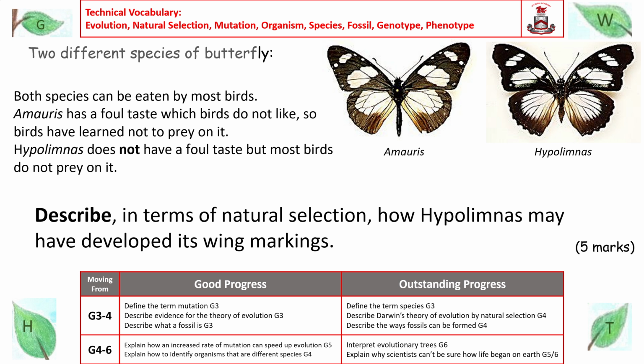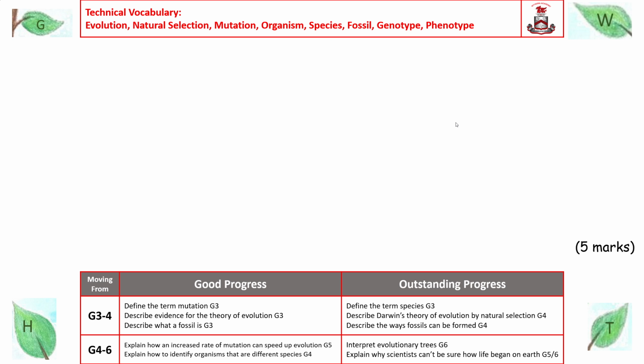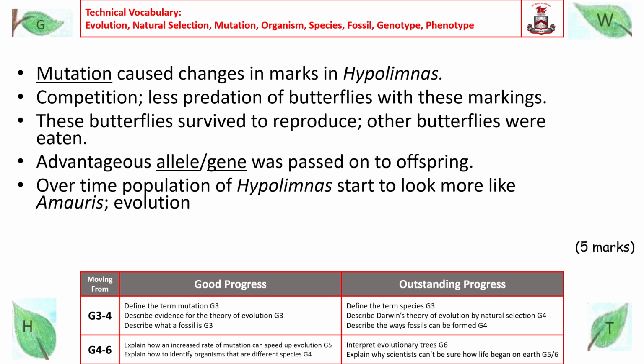So if all of his brothers and sisters get eaten because they look a little bit different, but this one here looks identical to a different species of butterfly, and the birds leave it alone, it will survive and then it will breed. Okay. So there's a bit of a hint there. I know this is quite a complicated question. I'd like you to try and have a go at it, and then the answers are here. I'm going to skip past.